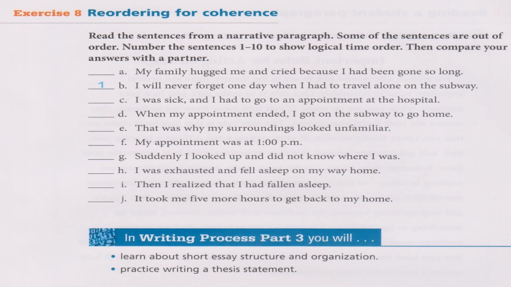Exercise 8. Reordering for coherence. Read the sentences from a narrative paragraph. Some of the sentences are out of order. Number the sentences 1 to 10 to show logical time order. Then, compare your answers with a partner.